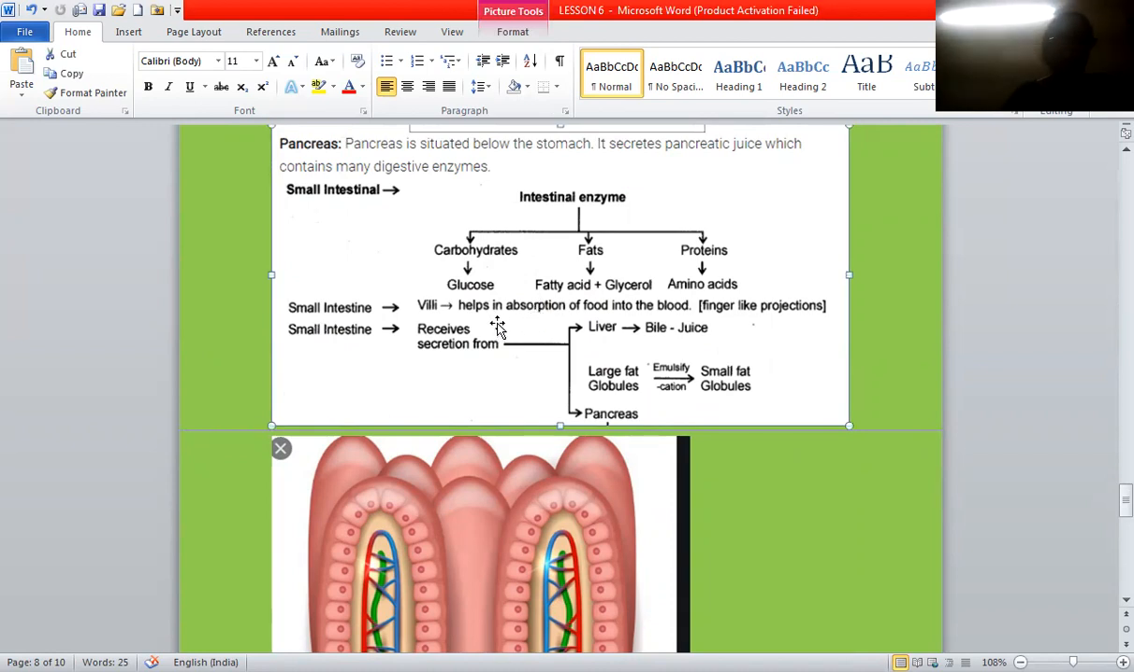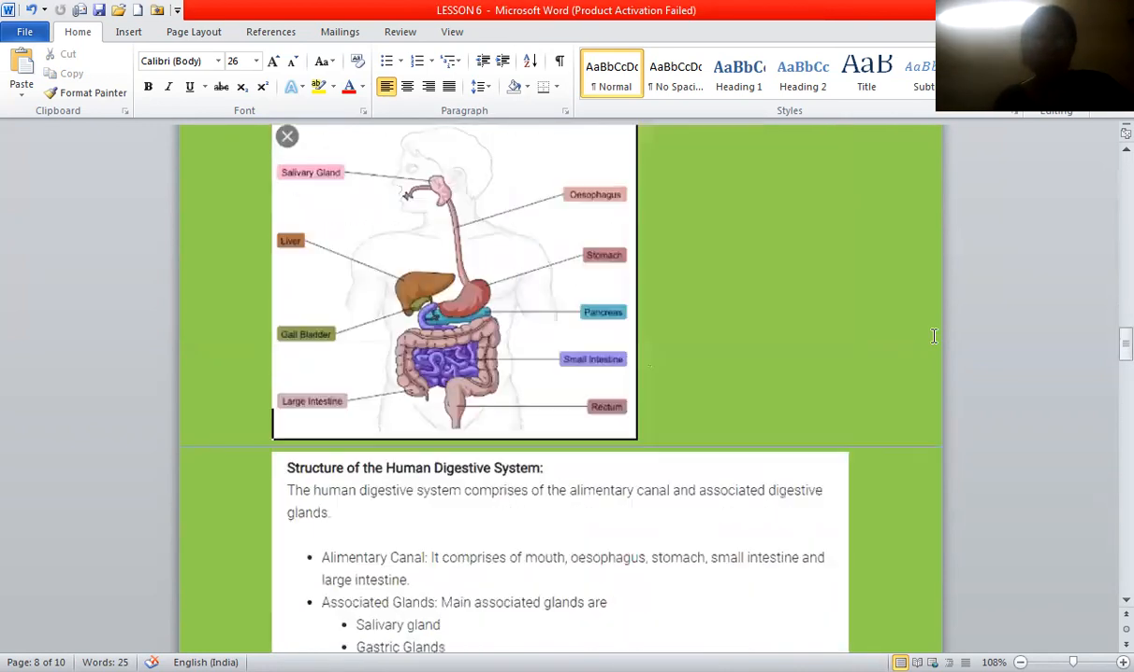Then these two, liver and pancreas. Small intestine gets the secretion of liver and pancreas. You can see over here in the diagram, see, this is liver, and this is pancreas. They pour their secretion into the small intestine.